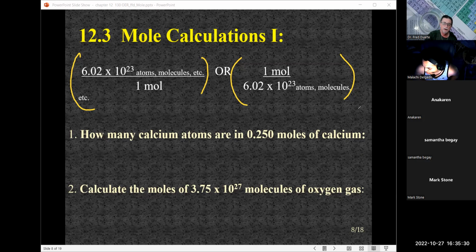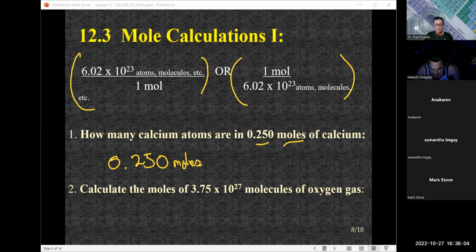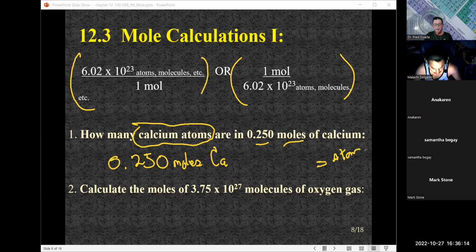Okay, so here the question asked is how many calcium atoms are in 0.25 moles of calcium? They want to know how many atoms there are in that many moles of calcium. Notice we're not dealing with grams yet. We're working with just the moles and atoms. All right, so we write down what we're given, just like we've done before. We're given 0.25 moles of calcium, okay? And then we write down what we're looking for. Well, what are we looking for? The question says, how many atoms of calcium does that correspond to?